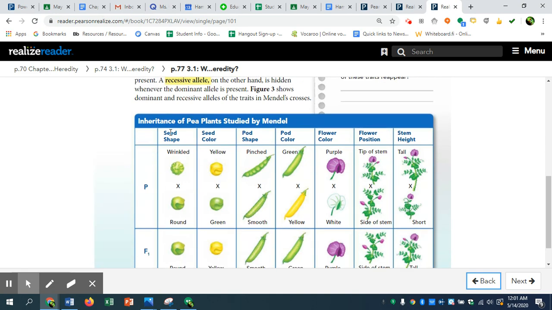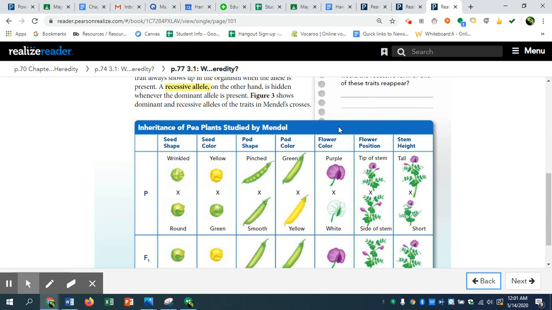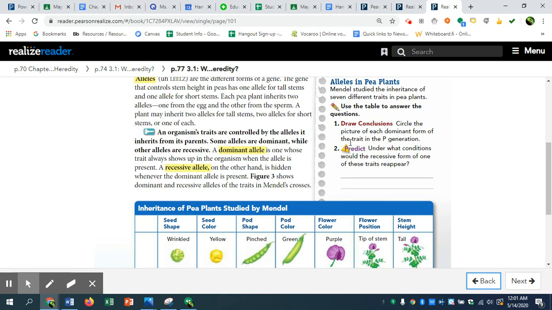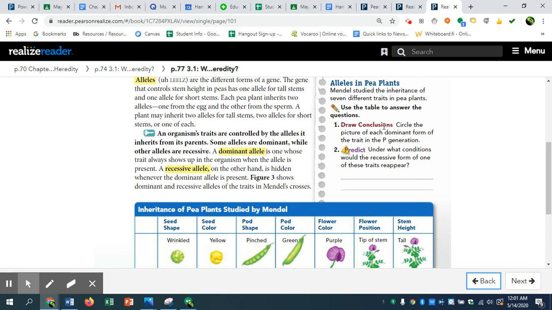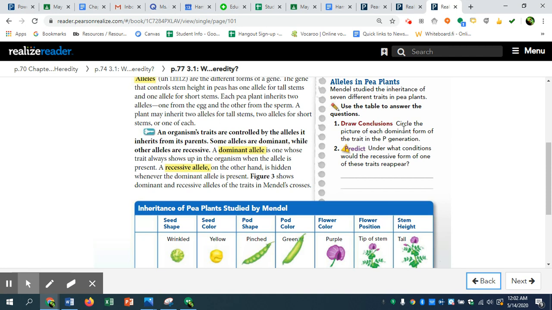Okay, so let's take a look at this. This is our first activity. Here it says this is figure 3. Circle the picture of each dominant form of the trait in the parent, the P generation, and under what conditions would a recessive form of one of these traits reappear.